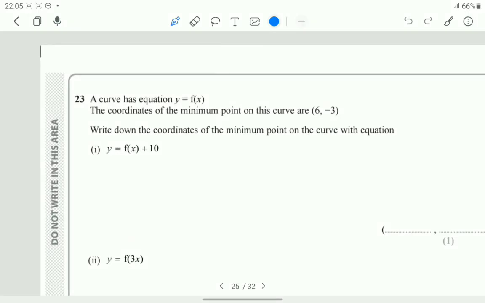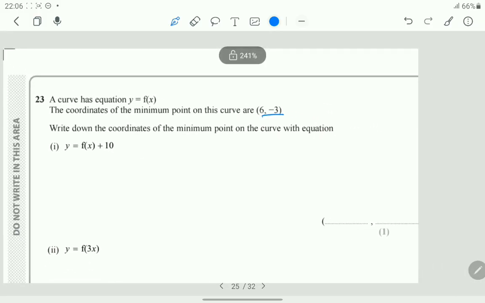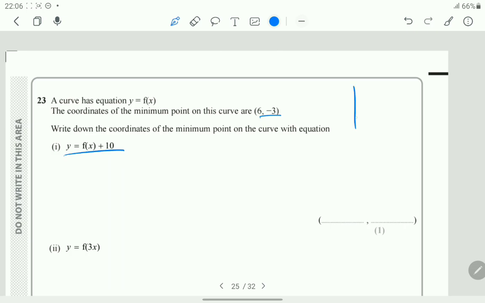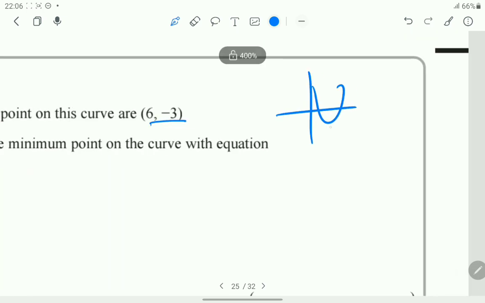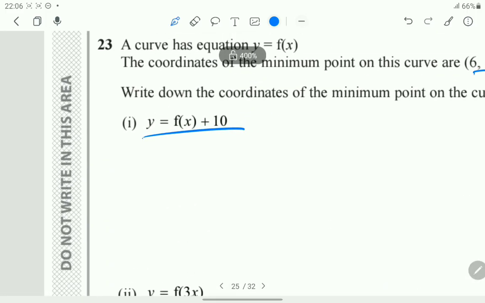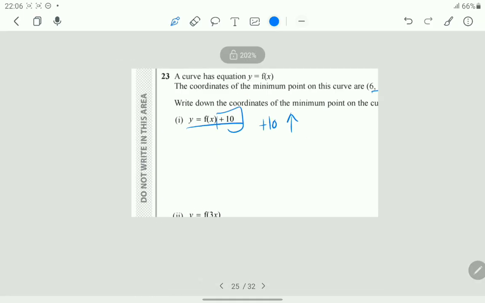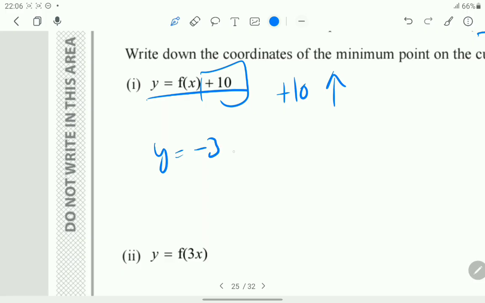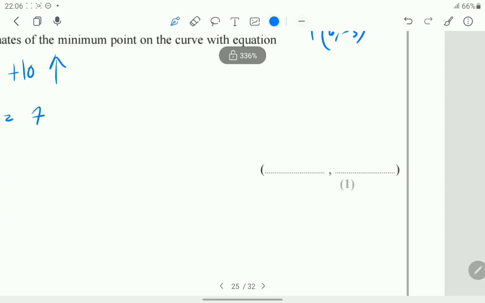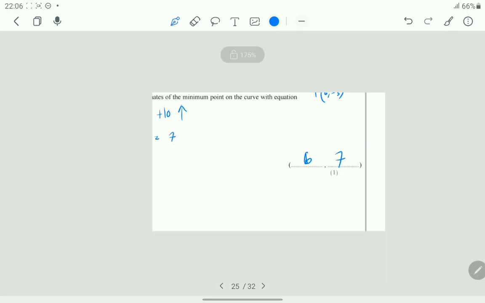Question 23 is about functions. A curve has equation y equals f of x. The coordinates of the minimum point on the curve are 6 and minus 3. Write down the coordinates of the minimum point on the curve with equation y equals f of x plus 10. So note that this is our curve and we have the coordinates 6 and minus 3. So what this means is that the whole curve is getting translated plus 10 units up. So if originally we have y equals minus 3, we add 10 to it, we get 7. So the new coordinates would be 6, 7.